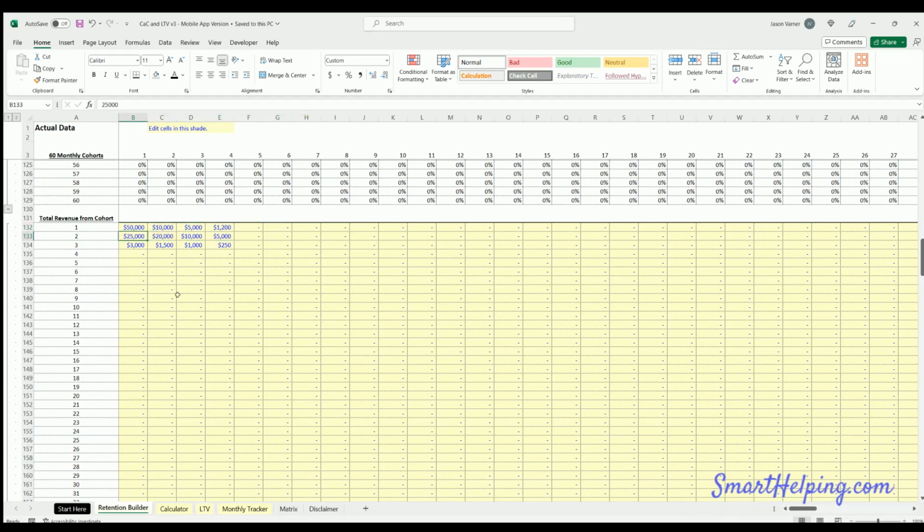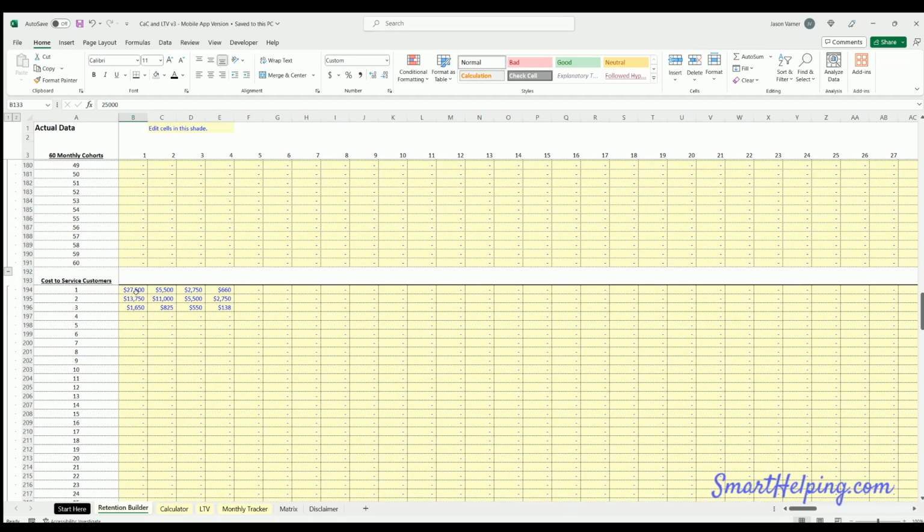Now this is going to produce an average. You also put in cost of service for customers because we're getting to gross profit, not total revenue. We want to know essentially the gross profit per customer. So you're going to do the same thing here as with revenue: figure out what your actual costs were.